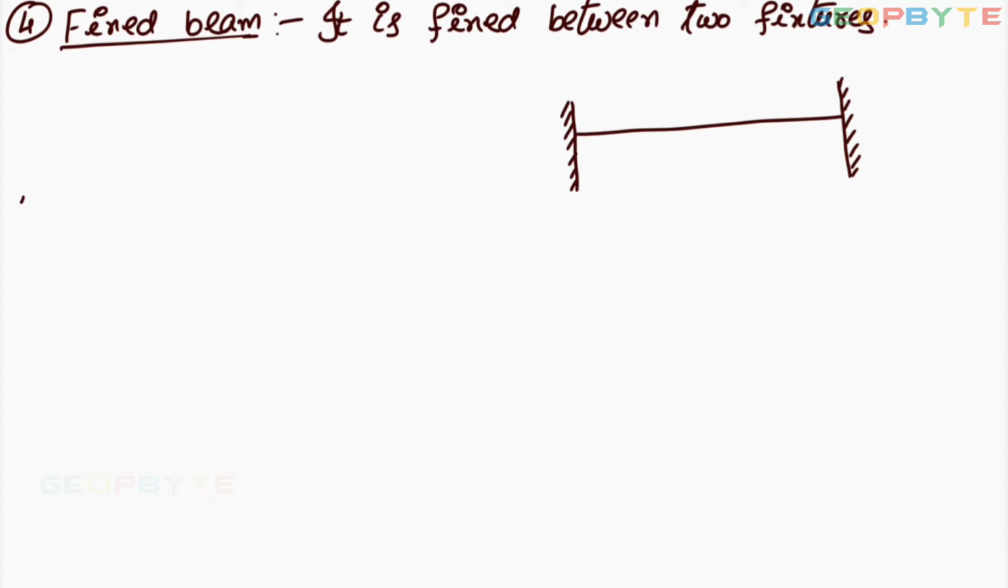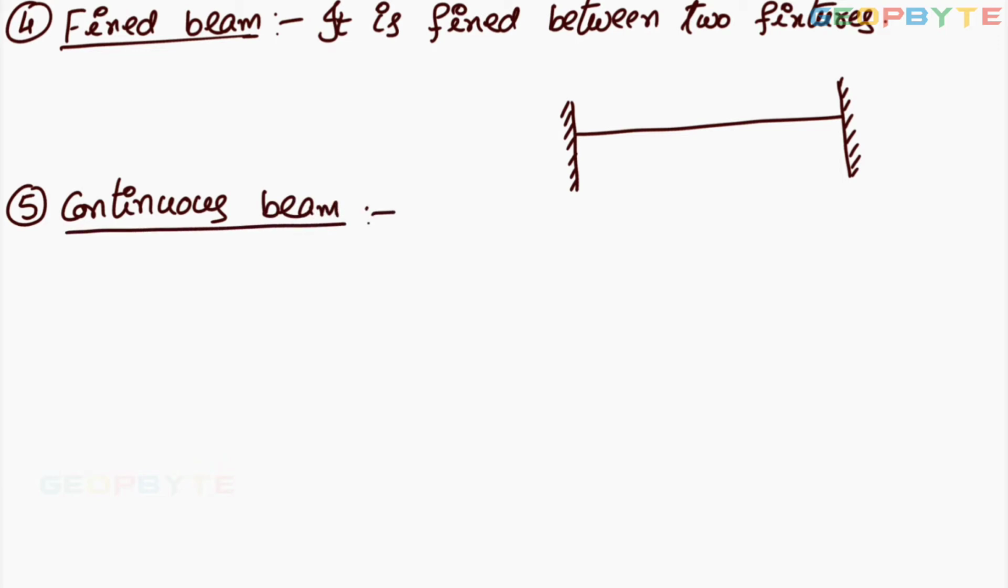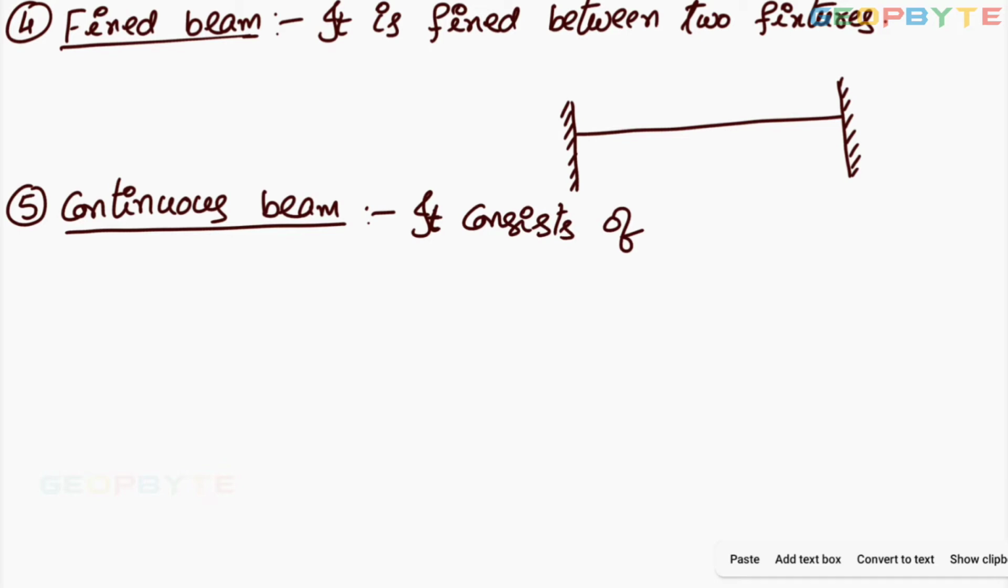Next one, continuous beam. The continuous beam consists of more than two supports.